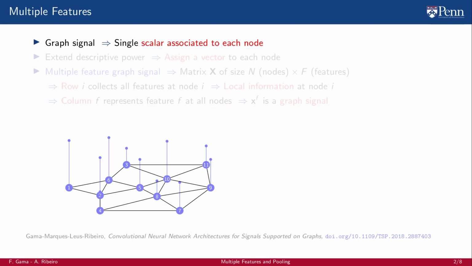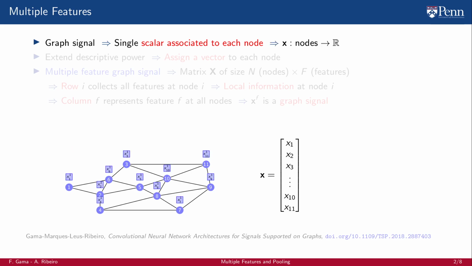A graph signal assigns a single scalar to each node. We see in the example here that each node supports a different signal value. We conveniently describe this signal value as a scalar and concatenate all these scalars, one for each node, in a vector x. Describing network data by assigning a single scalar to each node is certainly a limited description.